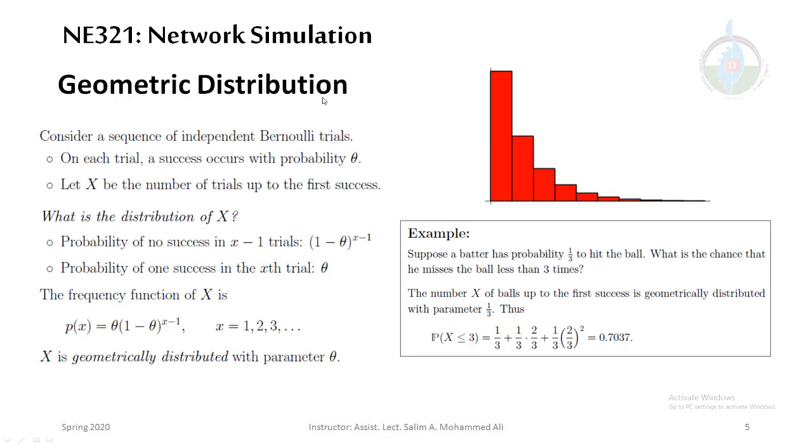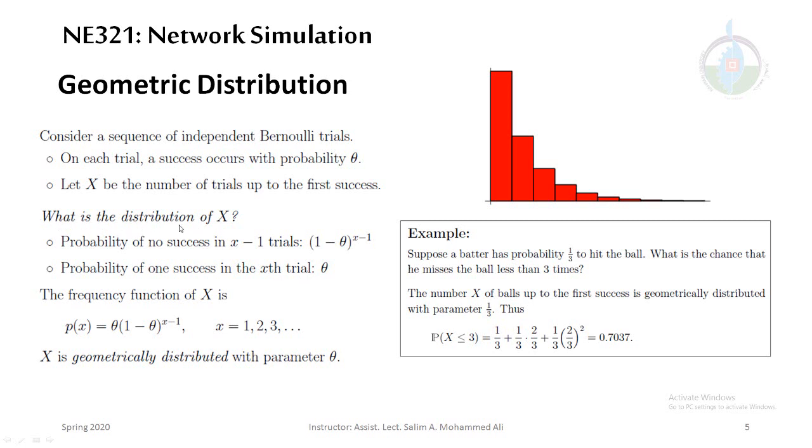Okay, let's jump to the geometric distribution. Consider a sequence of independent Bernoulli trials. On each trial, a success occurs with a probability of theta. Let x be the number of trials up to the first success. Okay, what is the distribution of x? The probability of no success in the first x minus 1 trials is 1 minus theta to the power of x minus 1. And the second term is the probability of one success in the x-th trial, which is theta.